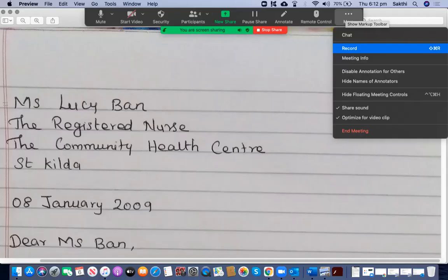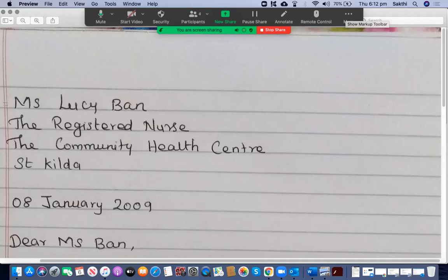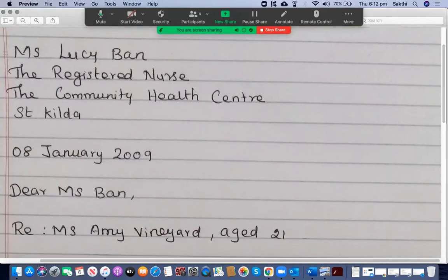Good evening. I'm going to assess one of my students' letters today and provide the feedback. Let's start the correction and assessment of this letter.